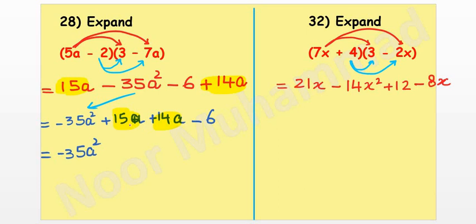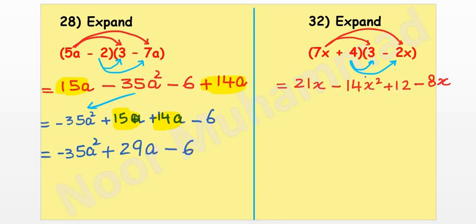Now let's solve these two together. Both of them have the same signs, so we can add them. It will give us 29, and whenever we have the same signs, we keep the same sign. So positive, positive, positive, and it will give us 29a and minus 6.